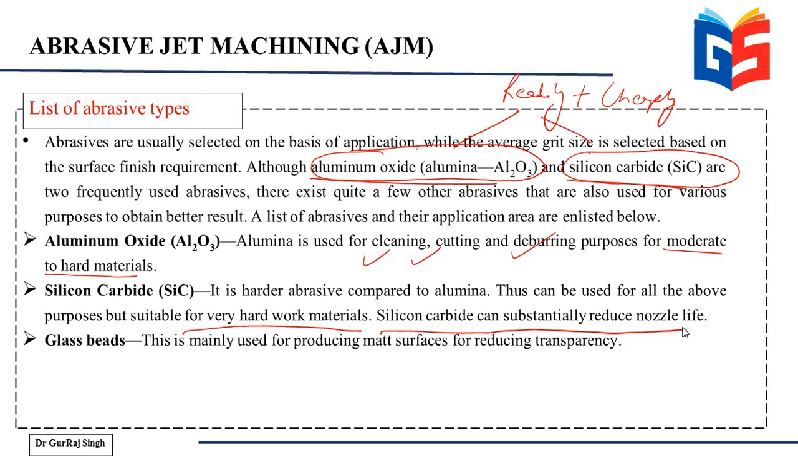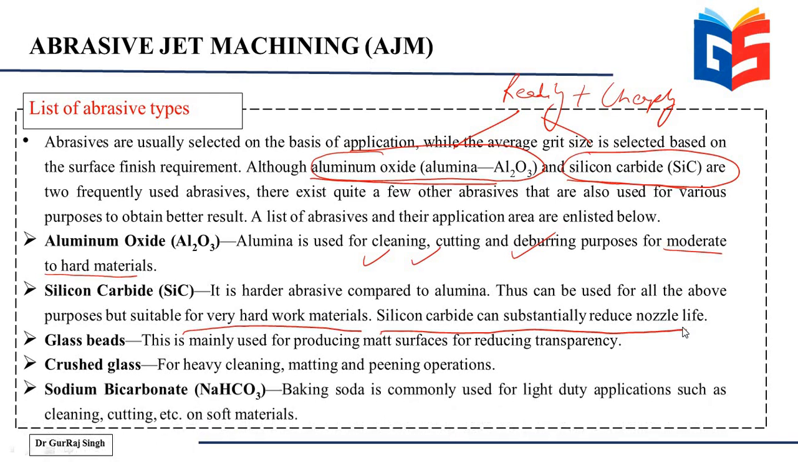Glass beads are used as abrasives as well, and they are mainly used for producing matte surfaces for reducing transparency. This is usually seen on frosted glasses. Then you have crushed glass. It is used for heavy cleaning, matting and peening operations. And finally you have sodium bicarbonate or baking soda. It is commonly used for light duty applications such as cleaning and cutting and on softer materials.